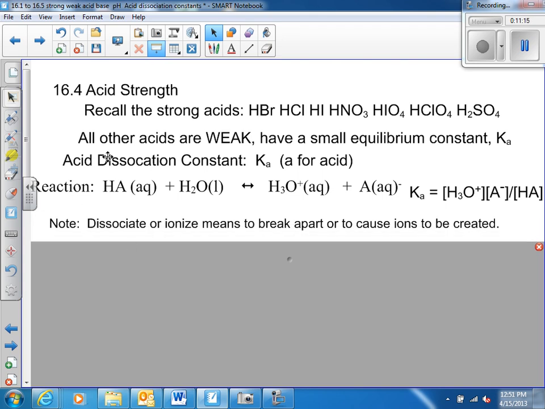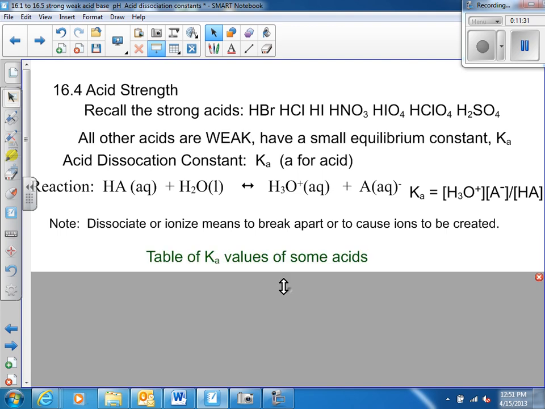Also, notice I call this an acid dissociation constant. Dissociate or ionize. Dissociate is to break apart. Ionize is to cause ions to be created. Sometimes these are called acid ionization constants or acid dissociation constants. You have to know both of those terms.